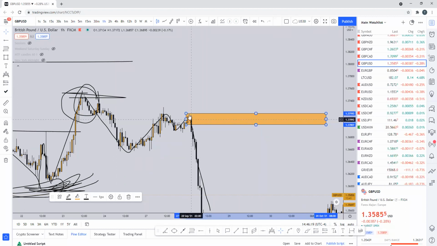Once you find this area, you just have to find on the lower time frames. I know this is the 1 hour time frame. You have to look for an entry on your 15-minute or below. Within this candle, you will have an entry. Your entry probably is going to be about here. And I'm just going to drop down to show you that.